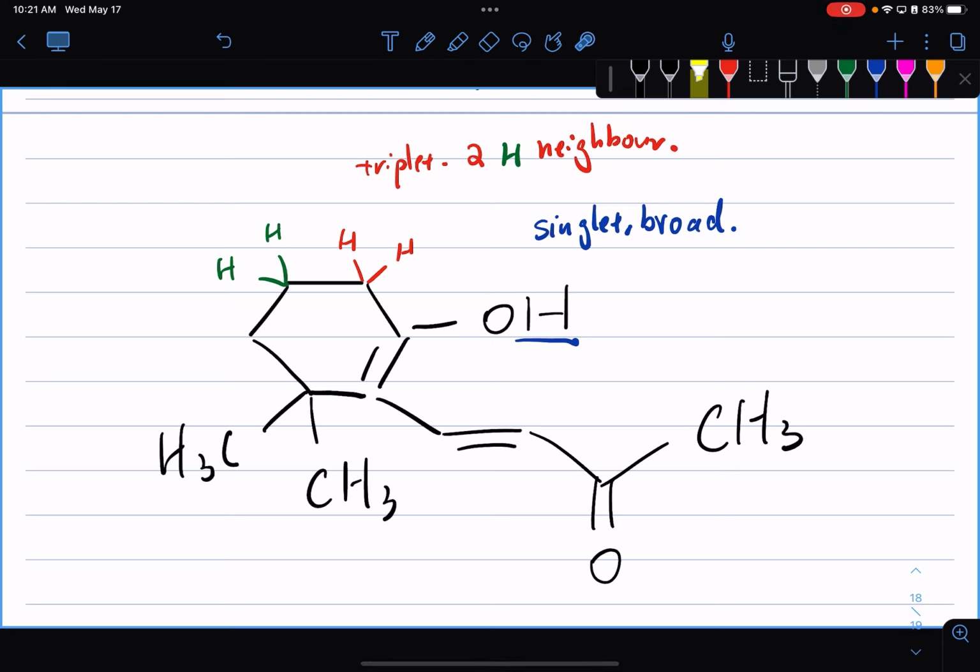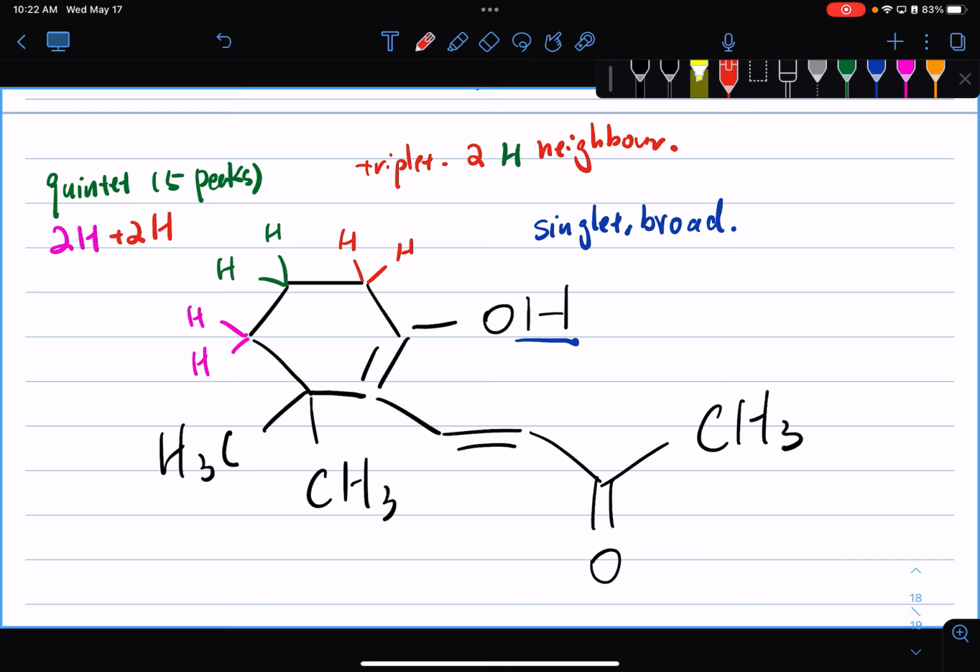Next up, if we look at this green hydrogen, now you have more neighbor than the red one, because here you have two more hydrogen. And let's write out the pink one. So this one will be a quintet, or 5 peaks. And the reason the green hydrogen is a quintet with 5 peaks is because it has 4 neighboring hydrogens, the 2 pink hydrogen plus the 2 red hydrogen.